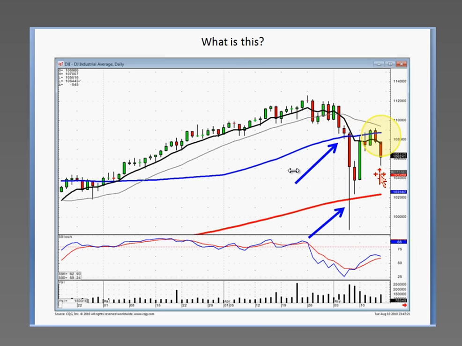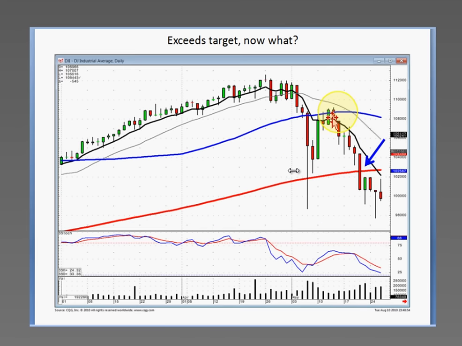And if they reverse, where do you think they're going to come back up to? Come back up and see whether the first support level that was breached is going to act as resistance. And if it does act as a resistance, then what happens? We're heading back toward the next support level. So that becomes our target.